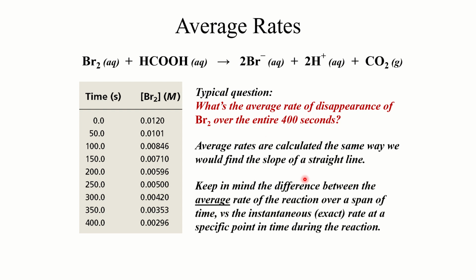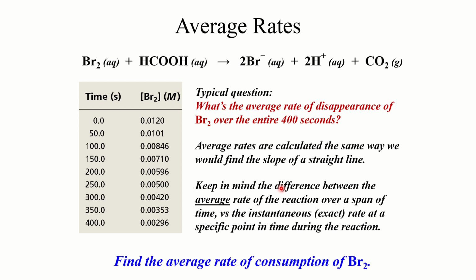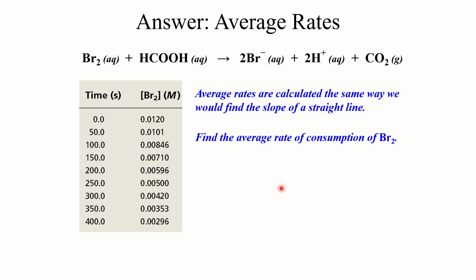Now, average rates are calculated the same way we would find the slope of a straight line. Keeping in mind the difference between the average rate versus the instantaneous rate, we are going to analyze this point a little bit more closely in a couple slides. But let's start by finding the average rate of consumption of Br2.